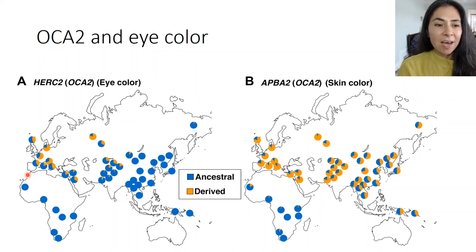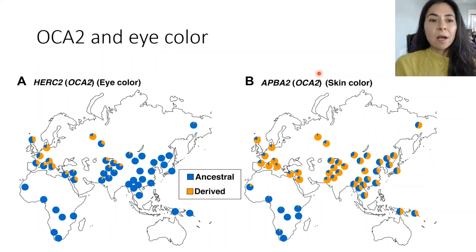And we can see that in these populations, we see a large proportion of the brown eyes, and then in some more northern European populations, we see higher prevalence of these blue eyes. Now, OCA2 also rules skin color, but it rules skin color through a slightly different pathway that is regulated by a different gene called APBA2. And so this is looking at the APBA2 alleles. So we have the derived light skin alleles in orange, and then the ancestral dark skin alleles in blue, and you can see where those are on the planet as well.